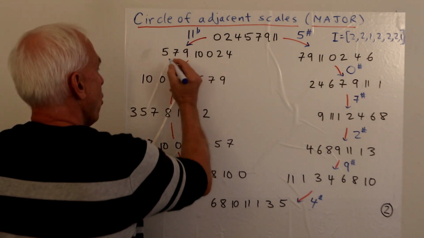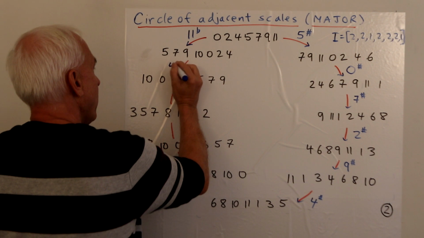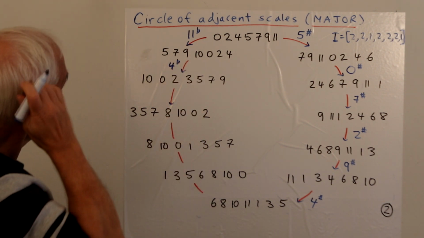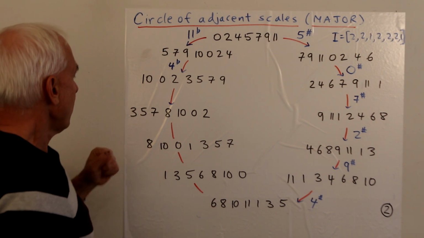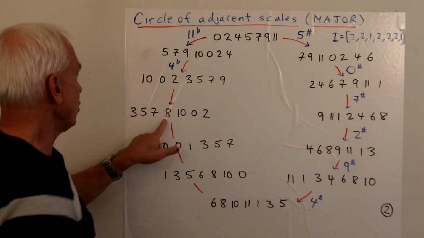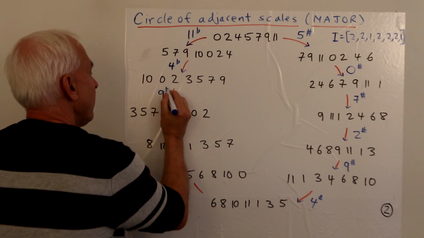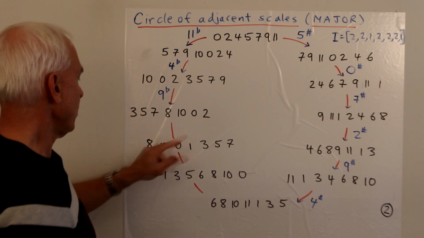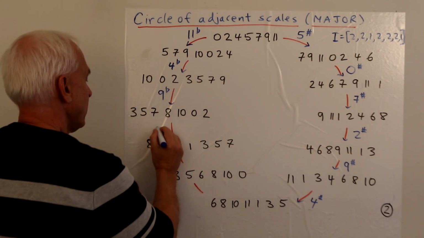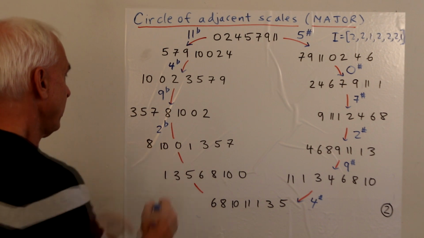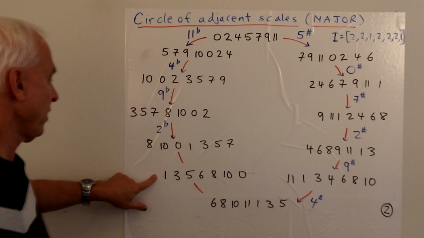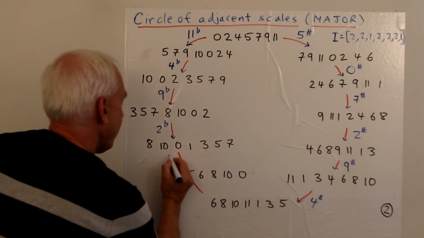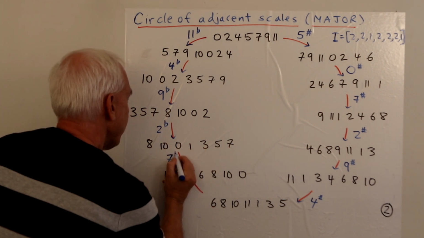So the 4 is going down, so we'll put a 4 flat there. Okay, and then in the next one, this 9 is going to an 8, so we should put a 9 flat. And then the next one, the 2 goes to a 1, so we're flatting the 2. And then from here to here, the 7 is going to a 6, so we're flatting the 7.